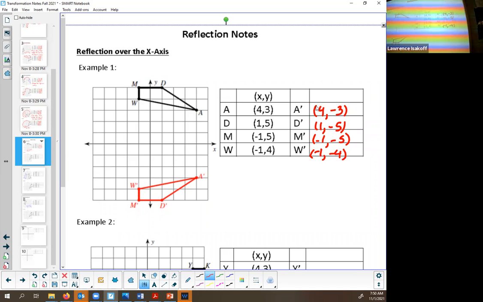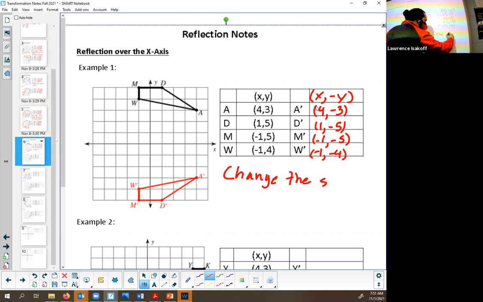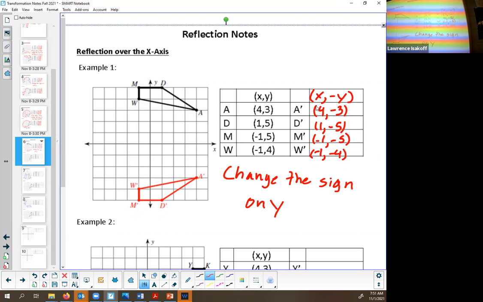So what do we notice happening here when we flip over the x-axis? What keeps happening here to our points? All my y's become negative or change their sign. So my rule is (x, -y). So we just change the sign on y. So if we're flipping over the x-axis, y becomes negative. Make sense? So flipping over the x-axis, we change the y value.